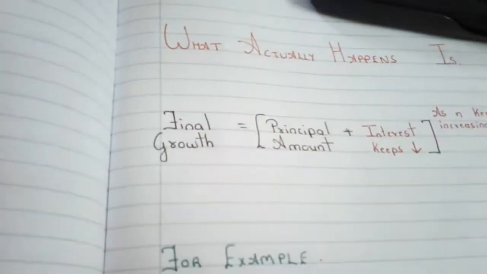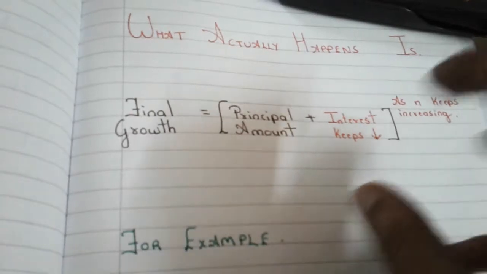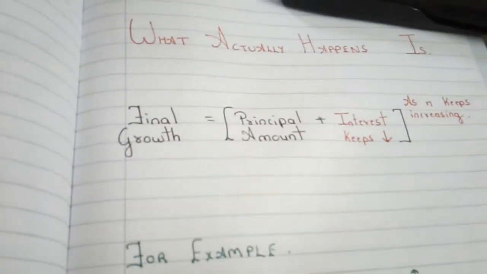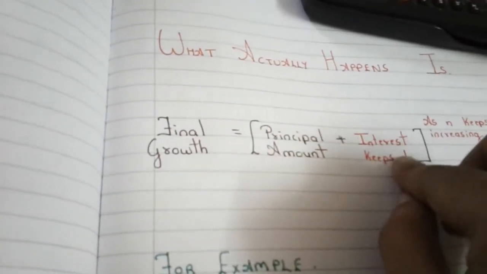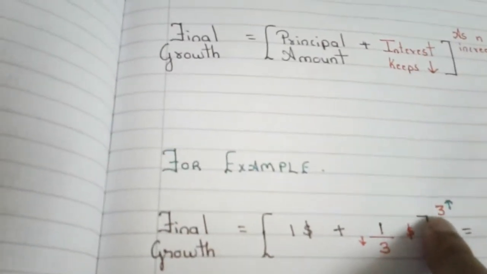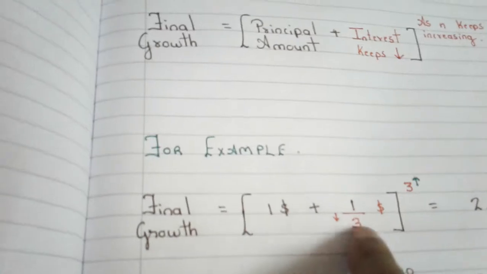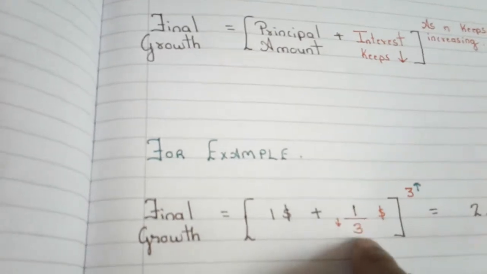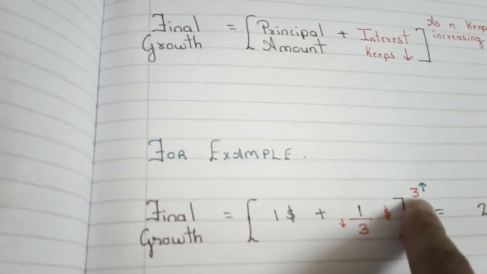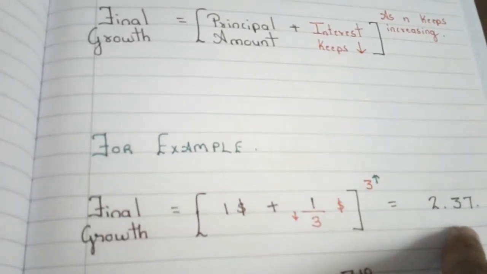But as you keep on increasing the intervals for n, the newly born baby keeps reducing in size. For example, if you increase the value of n to 3, the value of the interest becomes 1 by 3. It's a direct inverse proportion. So $1 plus 1 by 3, raised to 3. So what you get is 2.37.